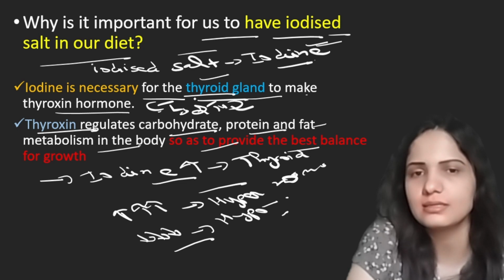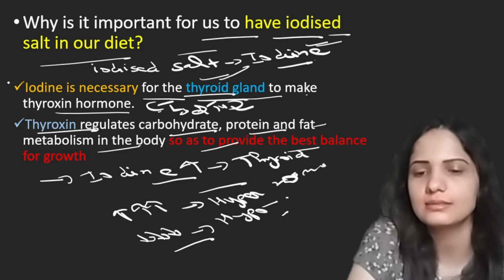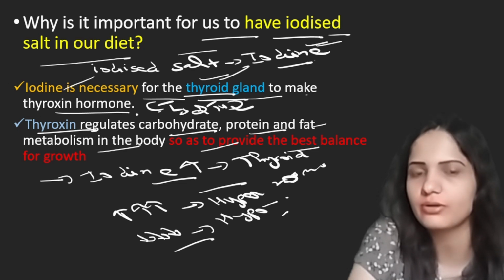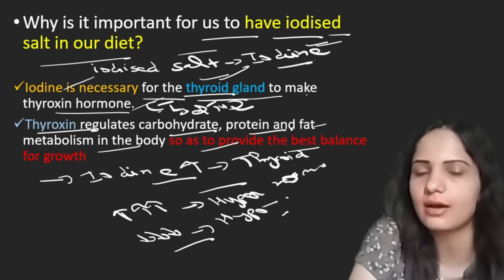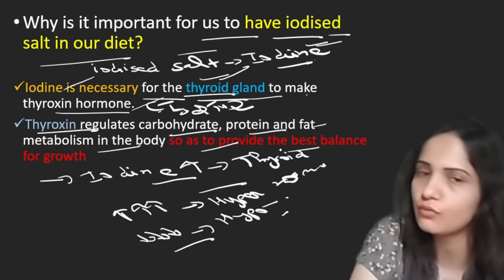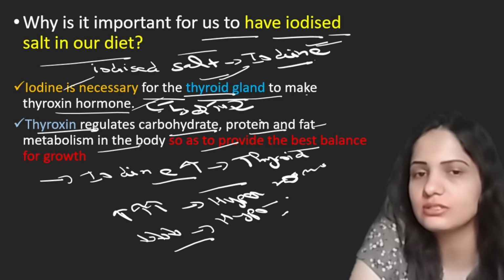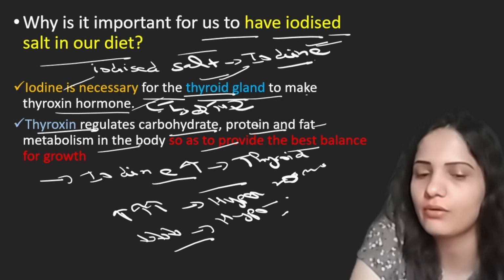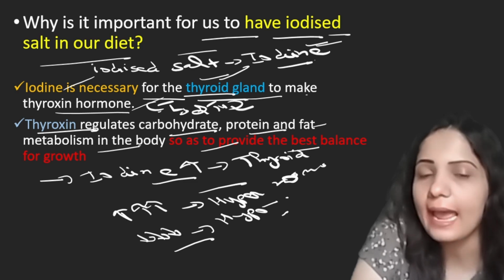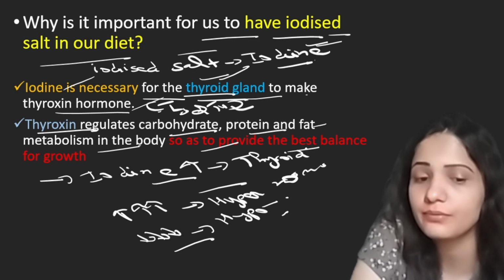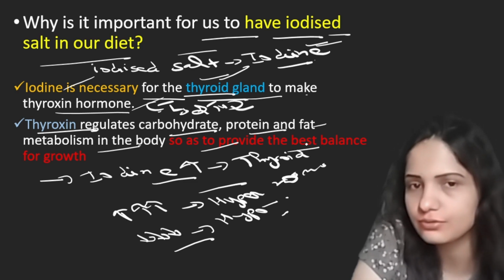As we have studied, thyroid needs iodine for thyroxine hormone synthesis, and the thyroxine hormone will regulate carbohydrate, protein and fat metabolism. So we can say that iodine is necessary for growth, for carbohydrate, protein and fat metabolism, and this will further provide the best balance for growth.